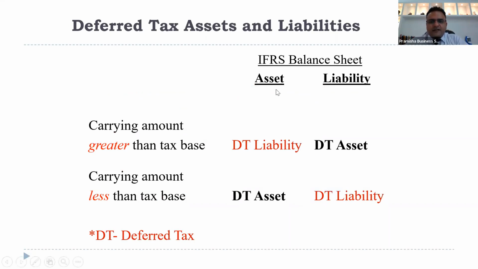Now look at the asset. Carrying amount of an asset is higher than tax base of an asset, DTL. When you know this formula, you can formulate the other two. Carrying amount of an asset is lower than tax base, DTA. For liability, it is the opposite of what happened for asset. Carrying amount of a liability is greater than tax base of liability, opposite of asset, DTA. Carrying amount of a liability is less than tax base of liability, opposite of asset, DTL. Can you formulate all the four formulas? If yes, the job is done.